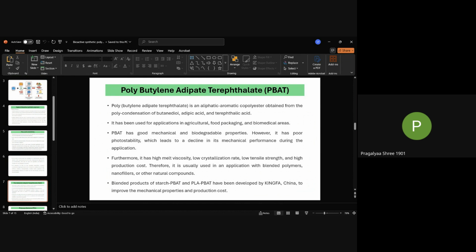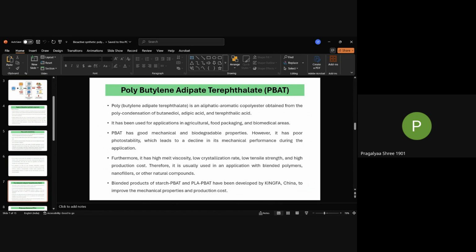Okay, so aliphatic means it is long chain, and aromatic means it is cyclic, like benzene rings. All these things are called aromatic. So it is formed by the polycondensation of butanediol, adipic acid, and terephthalic acid. All together they make PBAT.